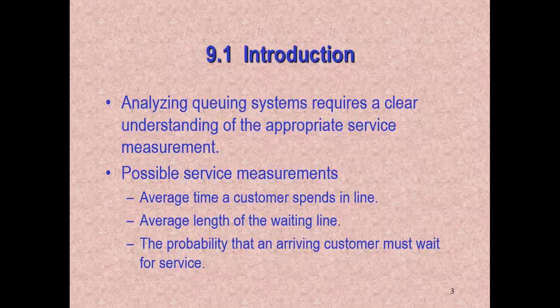So here are some service measures that we're going to look at. Some ways we can measure the queue, and there's very high-end mathematical formulas behind these, but we're not going to use those. We're going to use a template for this, but I do want you to understand these performance measures. The first one is the average time a customer spends in line. Is it 2 minutes, 5 minutes, 2 hours? That's something we want to look at.